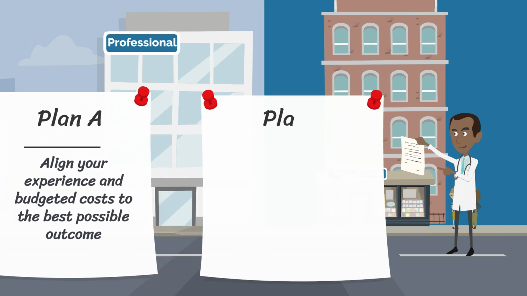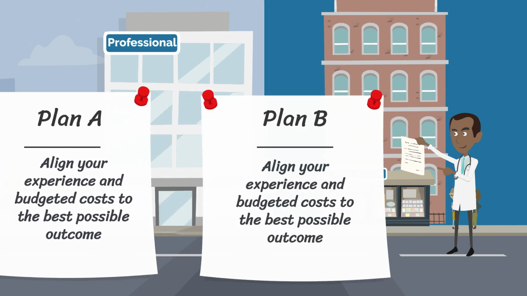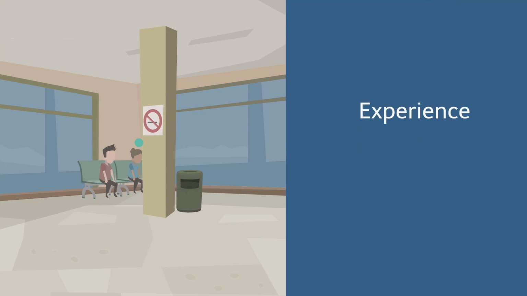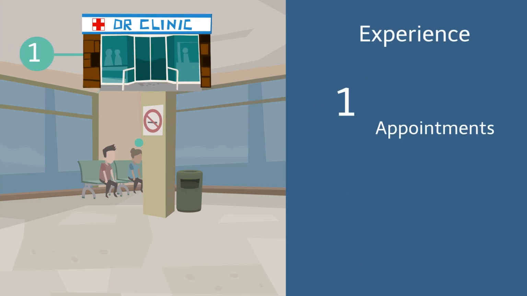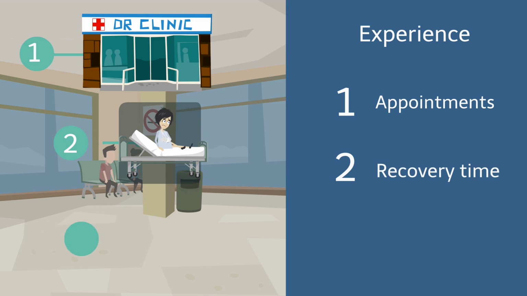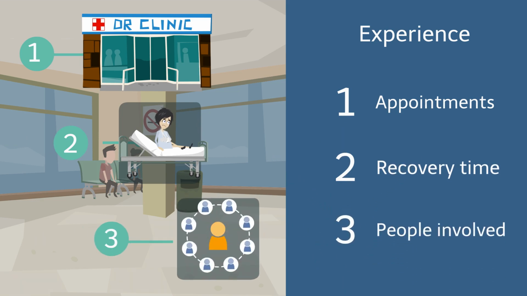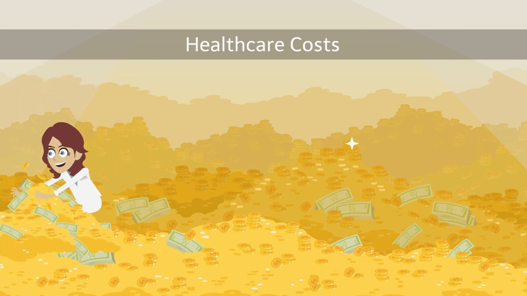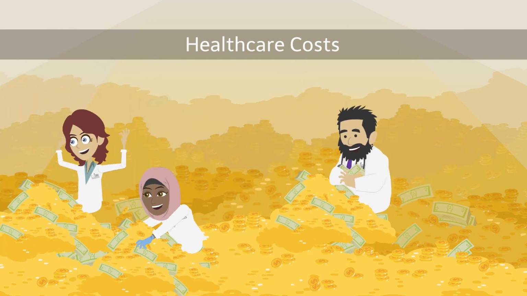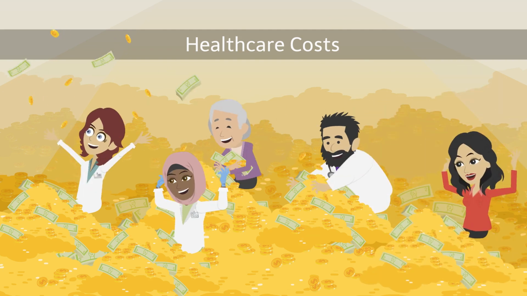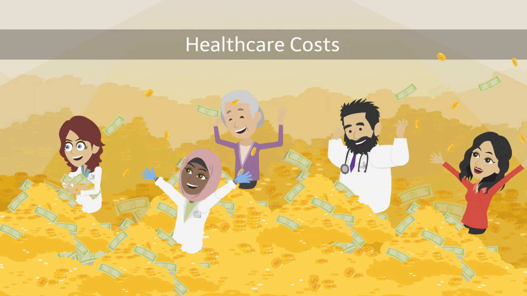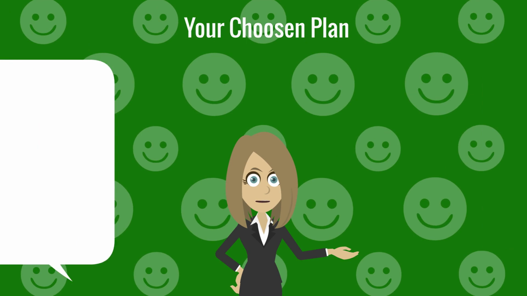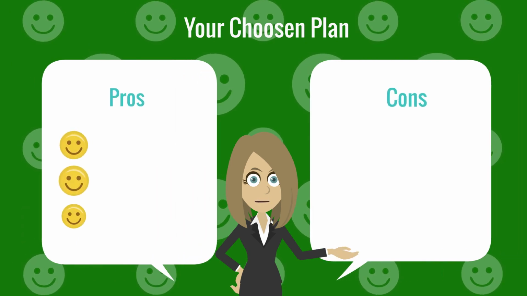Each treatment plan is time sensitive and has an ultimate goal. You may have multiple treatment plans throughout one health occurrence. Your experience should be based on scheduled appointments, your recovery time, and how many people are involved in your at-home care. The next element to factor in is the healthcare costs, which include the direct, indirect, out-of-pocket, and the insurer's assistance. And with your chosen plan, write out a list of pros and cons.